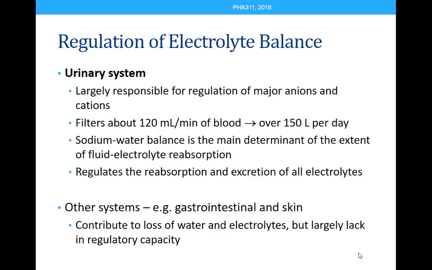ADH, aldosterone, ANP, atrial natriuretic peptide, which is opposite to the two. Okay? So, these are major hormones.